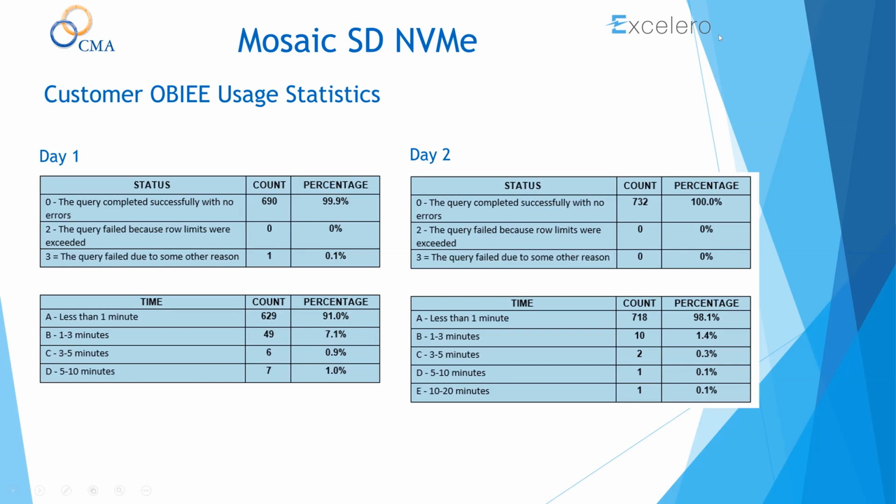NVMe over Fabrics takes the same protocol and extends it over a network, and it can be an RDMA network. That's what's most commonly used, like InfiniBand or RoCE. It can be over Fibre Channel, or it can be over, most recently, TCP on Ethernet.